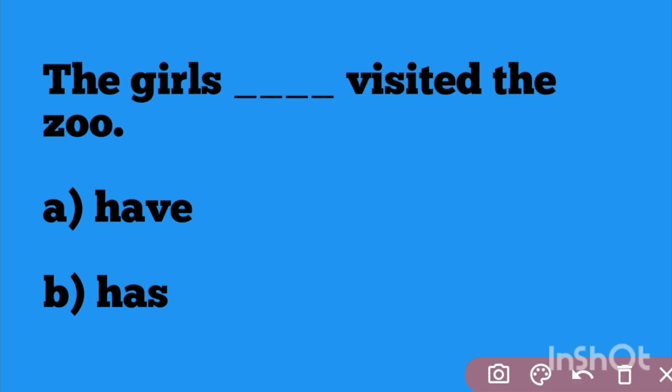The girls, blank space, visited the zoo. So here you can see the subject is plural. Third person plural. Plural in number. So obviously the verb will be plural. Have. The girls have visited the zoo. So this is the correct answer.